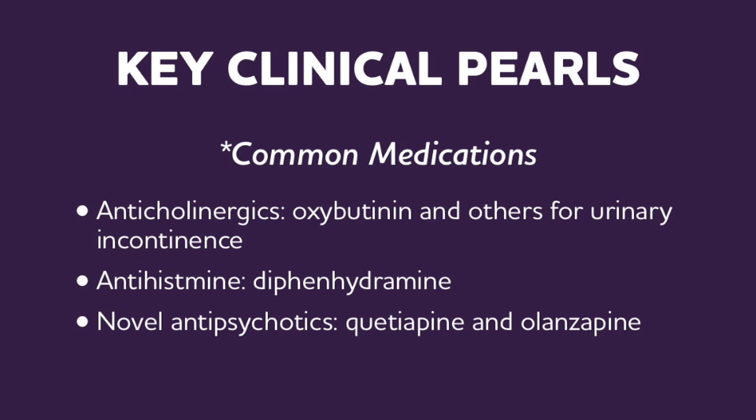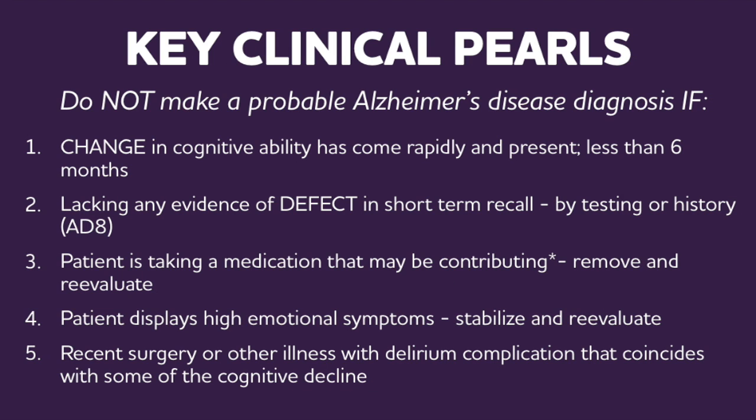The most common medications include the anticholinergics, oxybutynin, and others for urinary incontinence are probably the most common. The common over-the-counter antihistamine, diphenhydramine or Benadryl, is often implicated. And finally, the novel antipsychotics, quetiapine and olanzapine. If a patient displays a lot of emotional symptoms such as depression and anxiety, try to stabilize them first from those symptoms and then reevaluate.